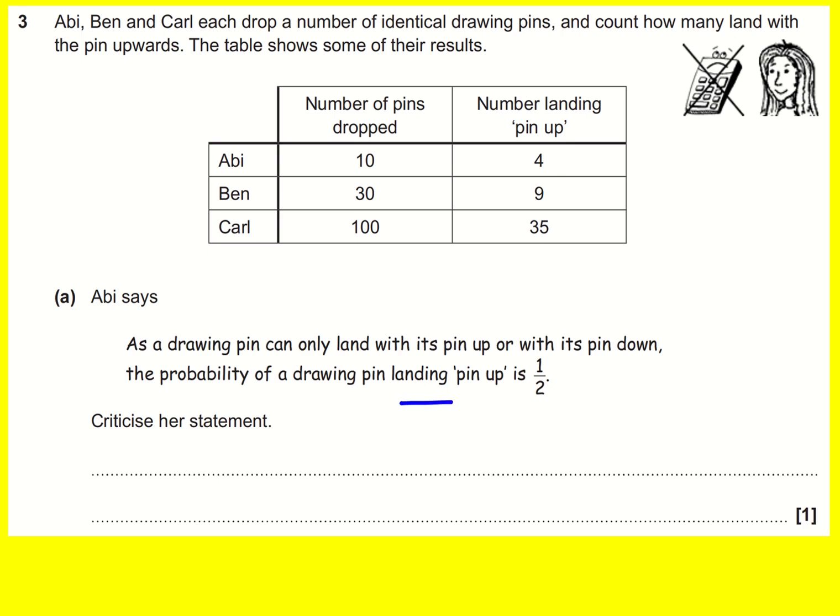Hey, what's wrong with Abby's statement? Well, she said it's 1 out of 2. She's assumed the outcomes are equally likely, and the outcomes are not equally likely.